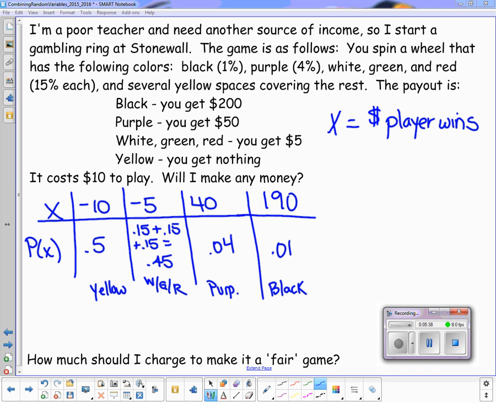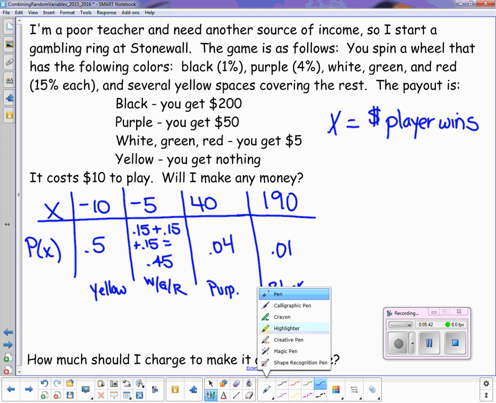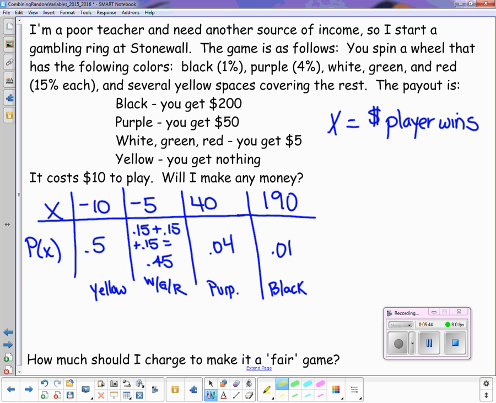Okay. So once I have this created, what I'm looking for now is the answer to the question, will I make any money? I have the likelihood of the person winning $190 total, or losing $10, but how do I answer that question? There's a calculation I have to do. What is it?